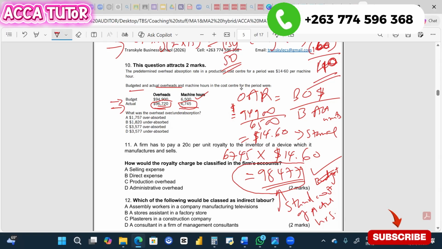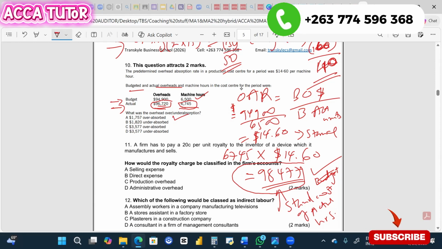So by how much did we over absorb the costs? What is the difference? Yes, you subtract. 1,757. So the answer is A. But in the examination, you are going to get 1,757 under absorbed, 1,757 over absorbed, and you will be confused.